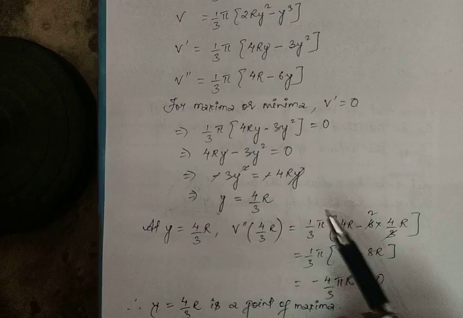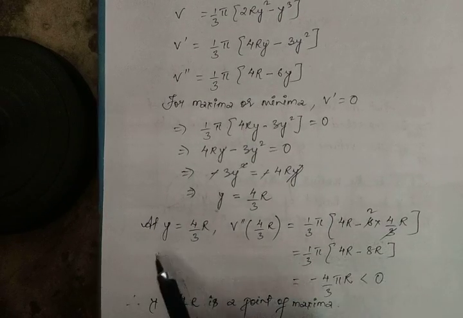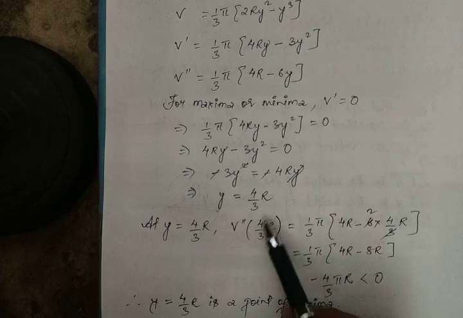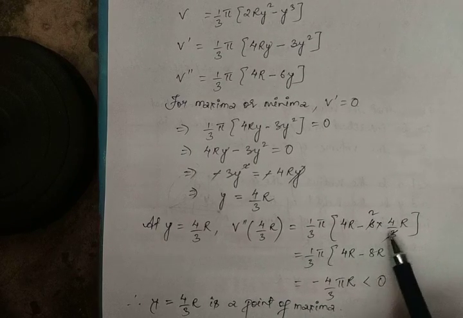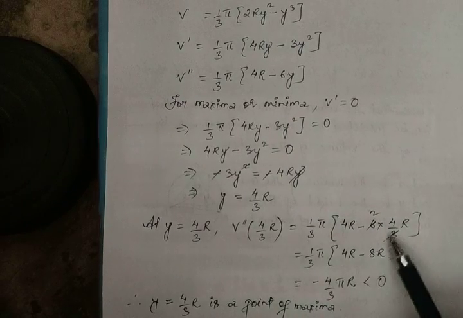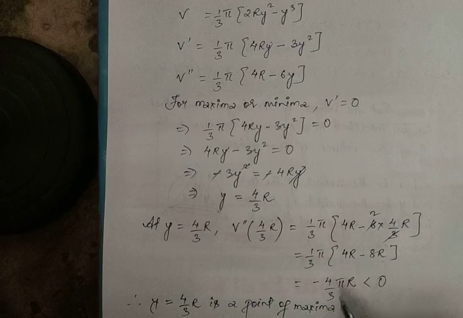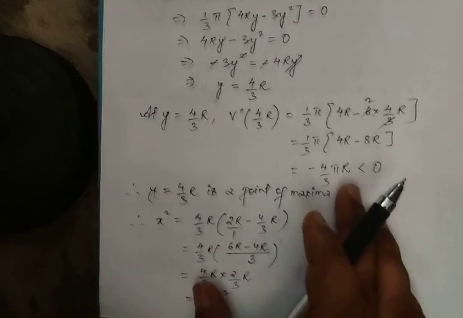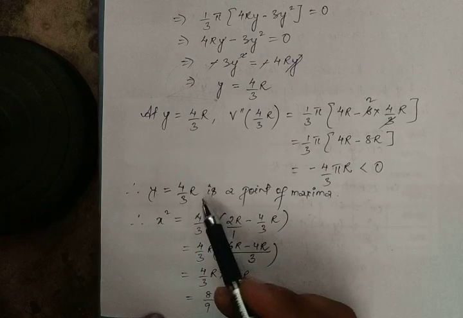Now we'll check whether it is maxima or minima. For that we have to put the value of y in v double dash, right? So at y equal to 4 by 3r, v double dash will be how much? 1 by 3 pi into 4r minus 6 into, in place of y I put the value, that is 4 by 3r. After cancelling we'll get 1 by 3 pi into 4r minus 8r, that is equal to minus 4 by 3 pi r. So we are getting negative, which is less than 0. If it is less than 0, that means this is a point of maxima, right? So therefore y equal to 4 by 3r is a point of maxima. So we got the value of y.